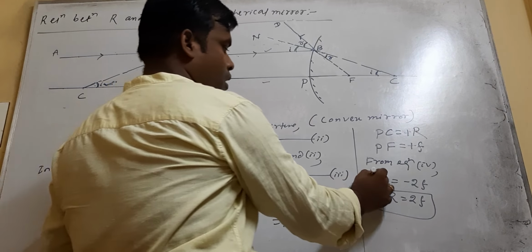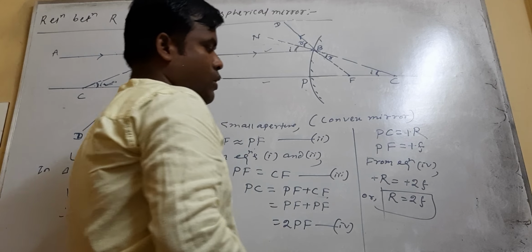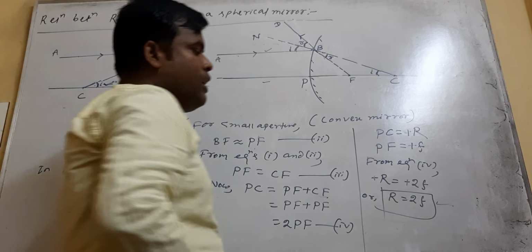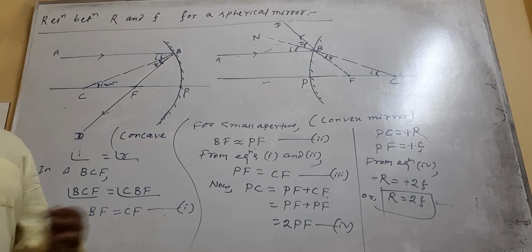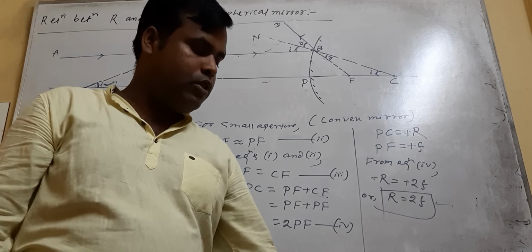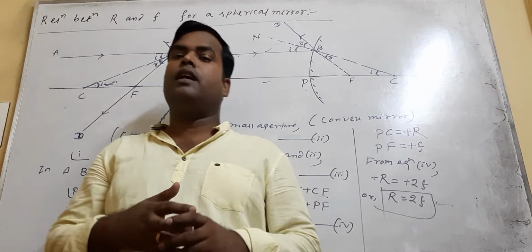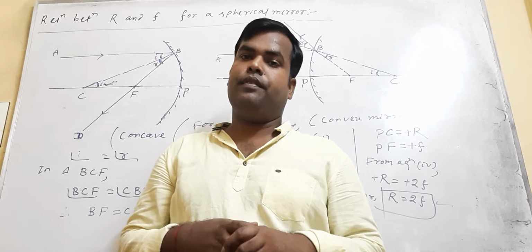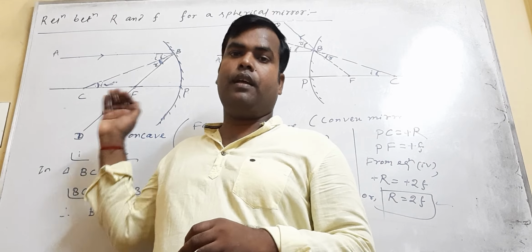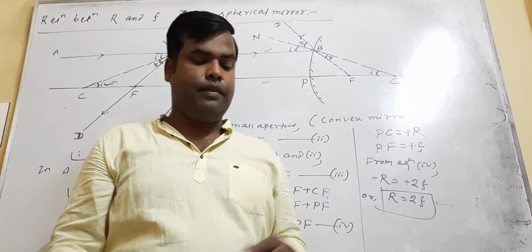So now R is equal to 2f. We got the same relation: R is equal to 2f, which means the radius of curvature is twice the focal length, both for the concave mirror and for the convex mirror.